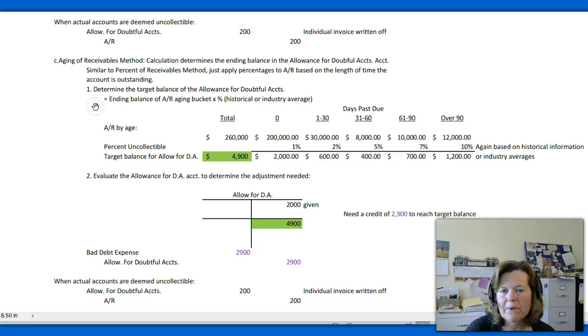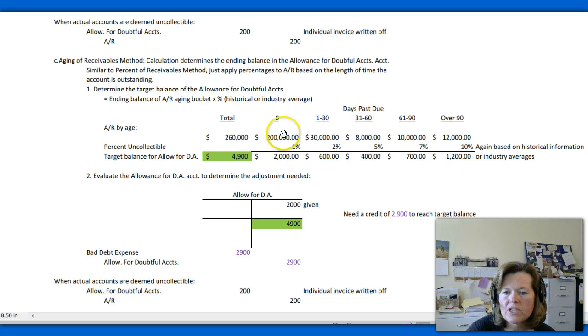And that's going to be the ending balance of the AR aging bucket times the percent historical or industry average. So again, you take this aging report, and we actually break out accounts receivable by how many days it's past due. That can be really helpful for pursuing collections, because again, the older things get, the less likely we're going to be able to collect them. So we want to collect things quickly if we can, but sometimes we can't. These percent uncollectible again would be based on historical information or industry averages. So you would be given these numbers.